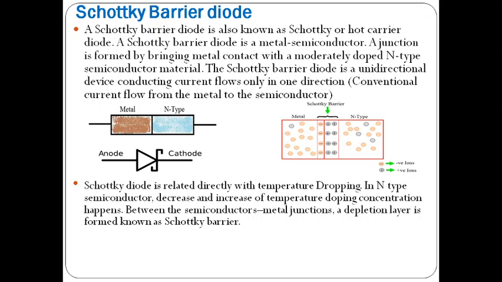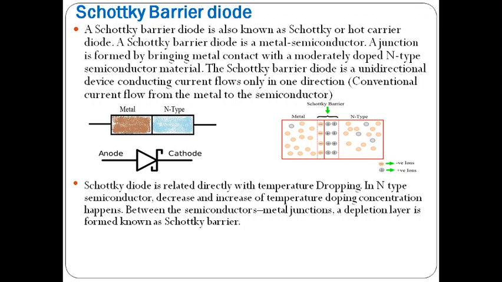Between the semiconductor and metal junction, a depletion layer is formed, known as the Schottky barrier. Initially, here it is a metal and semiconductor, and we don't have any barrier, we don't have any depletion region. But in the n-type semiconductor we have a large number of electrons, and in metal we also have electrons.